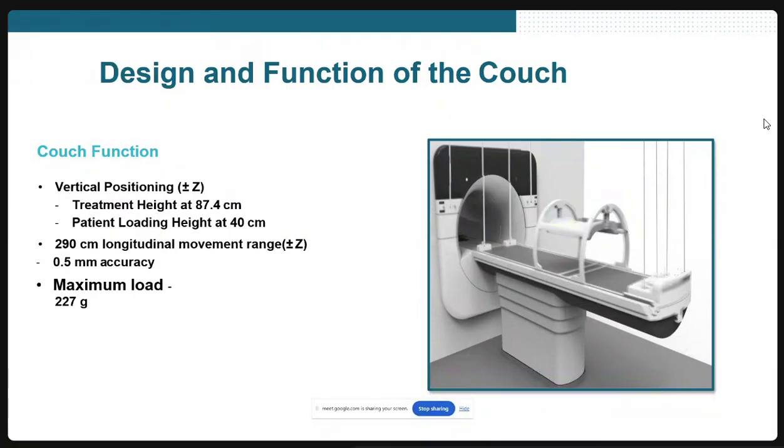So the only way we can do it is to move the beam instead of the couch. In that process, we have to do a recalculation and retreatment for every patient. So you cannot do a conventional way of treatment in this machine.